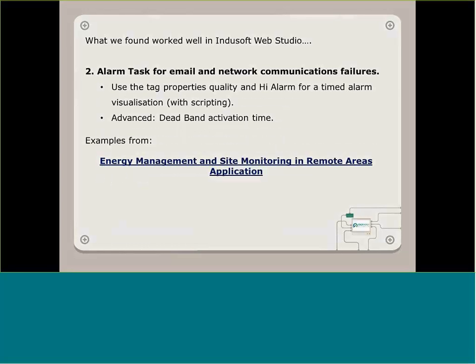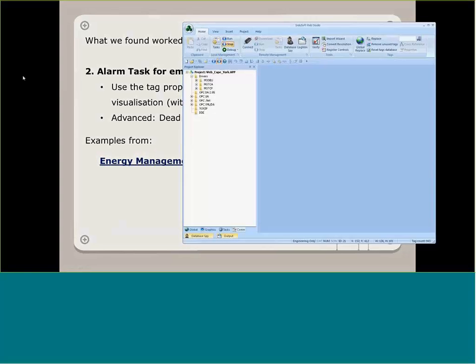The other thing we thought was, we love the alarm task for email and network communications failure. So we use the tag properties of quality and high alarm for timed alarm visualization with a little bit of scripting. We also did a bit of advanced time delay action for alarming. So I might just see if I can drag InduSoft over. There we go. And also drag over Excel.